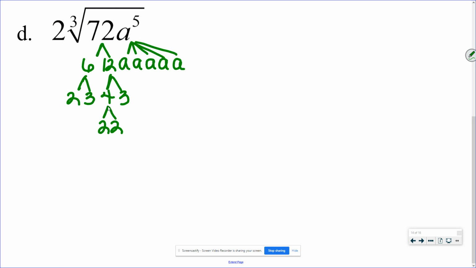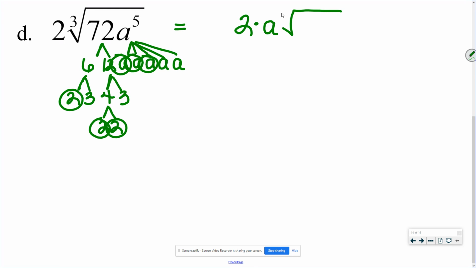This is a cube root, we're looking for 3 things that match. So we do have 3 2s. And then we have 3 a's. And then we have a bunch of stuff left over. And remember, all the leftover stuff has to go back inside the radical because it doesn't have a match. So we have 2 3's that don't have a match, and we have 2 a's that don't have a match. So throw those back inside your cube root.